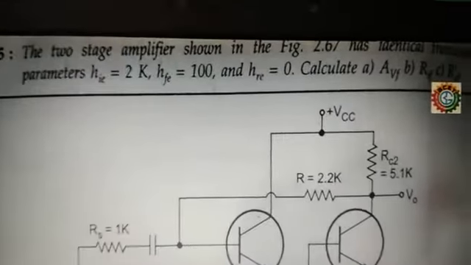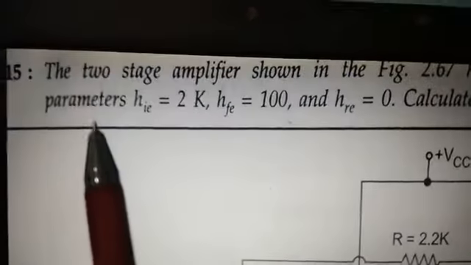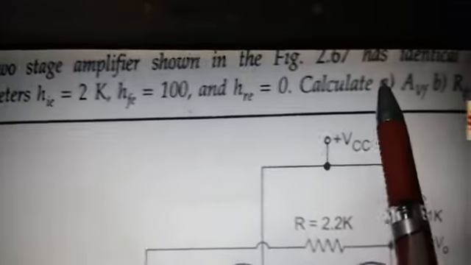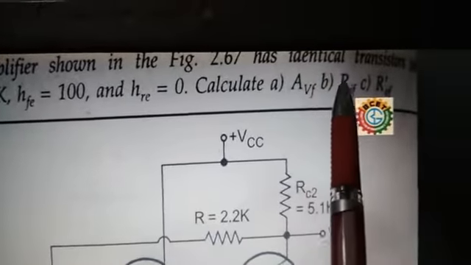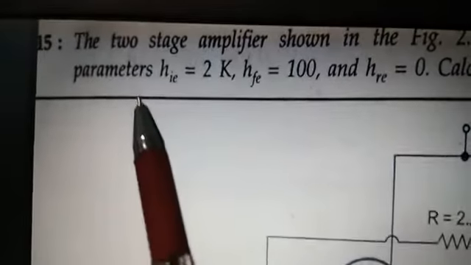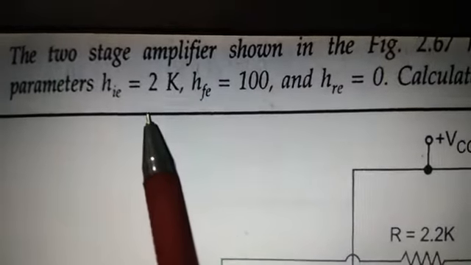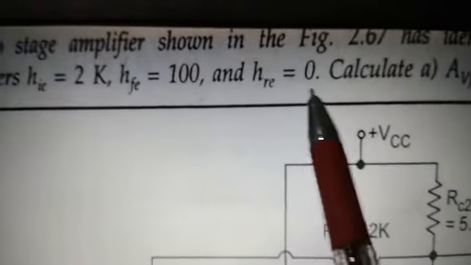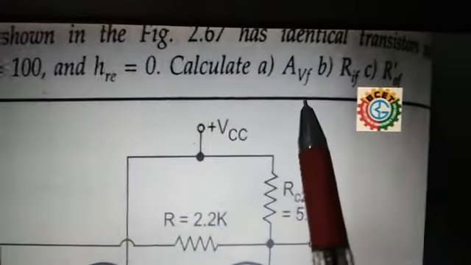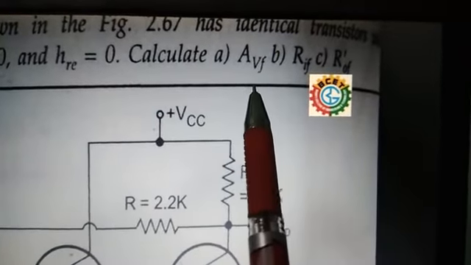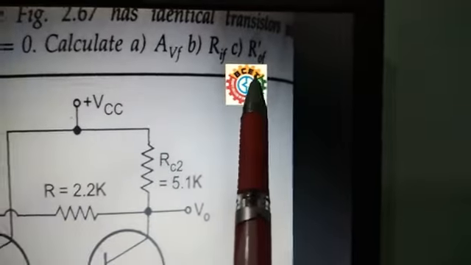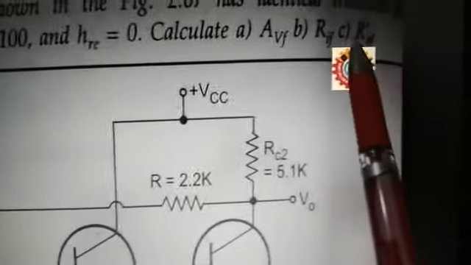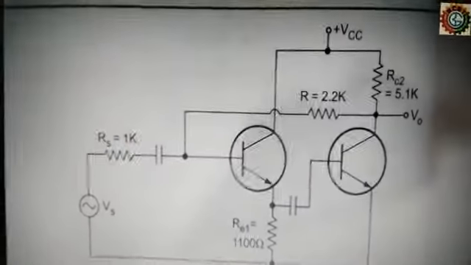Now see this one. This problem, the two-stage amplifier shown in the figure below, has identical transistors with the parameters hie equal to 2k, hfe equal to 100 and hre equal to 0. Calculate part A, Avf, part B, Rif, and part C, Rof. And this is the circuit.